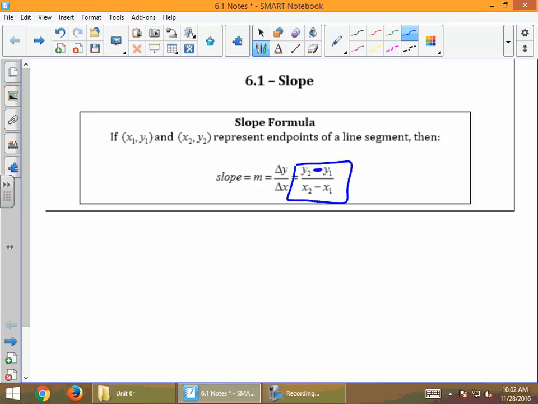y2 minus y1 over x2 minus x1. Remember that from Algebra 1? Yes. Okay. Fortunately, you will not be given this formula. You have to memorize it. But we'll talk about here in the last example how you can find the slope without having to memorize this formula. Okay? But again, it's y2 minus y1 over x2 minus x1.